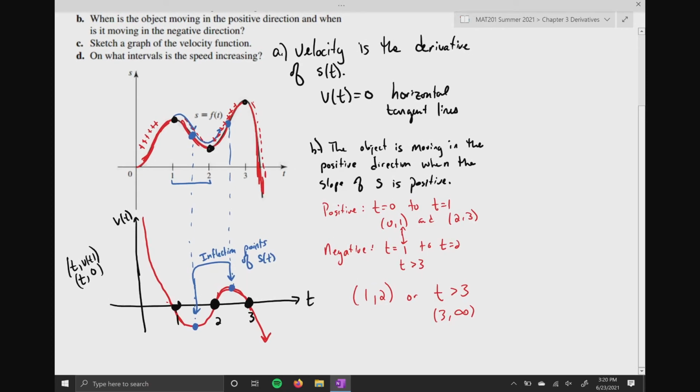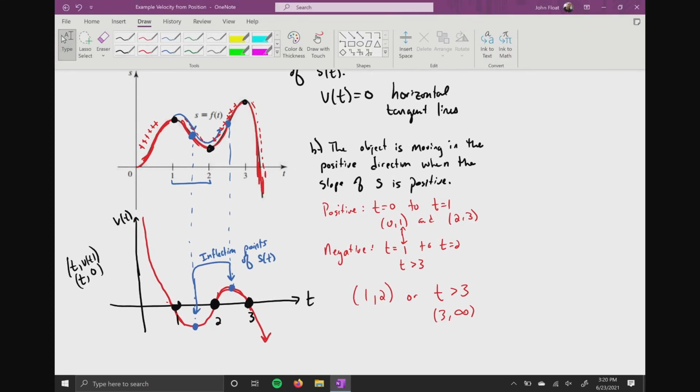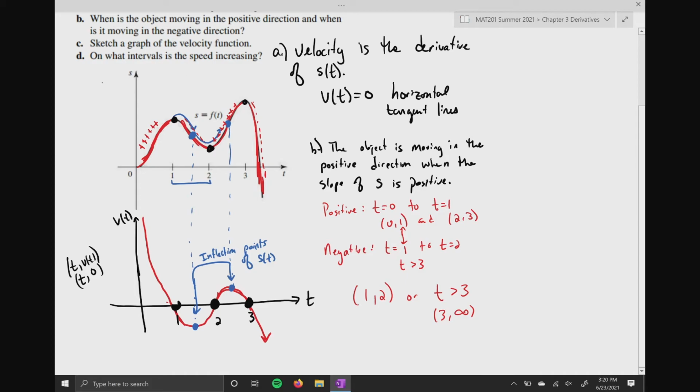Part D, let me get out my black marker again here. So part D just says, on what intervals is the speed increasing? Okay? So the speed is going to be increasing on the intervals, and you have to think about this. Speed increasing means that the velocity is positive and the acceleration is positive as well. So this is going to happen. So let me erase all this stuff here so I can show you. And I need to erase this stuff as well.